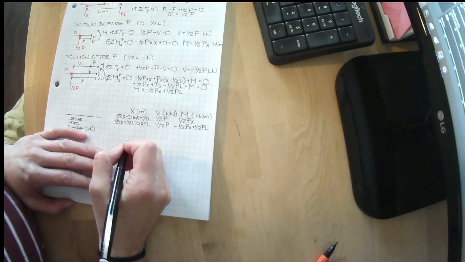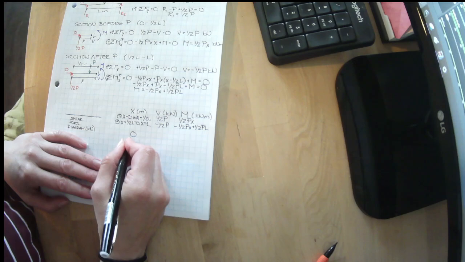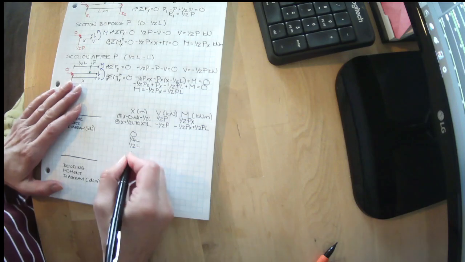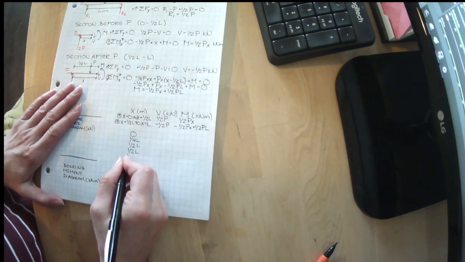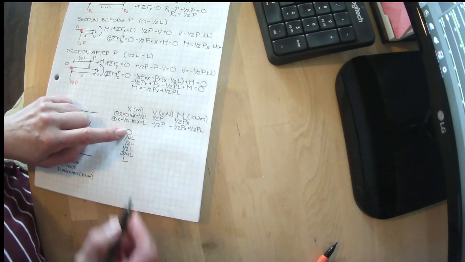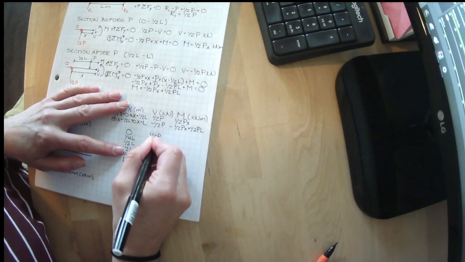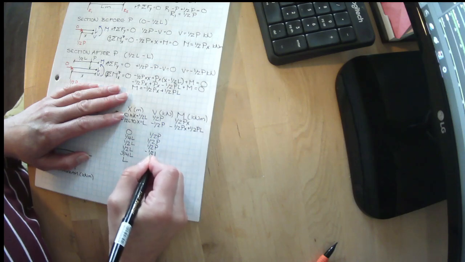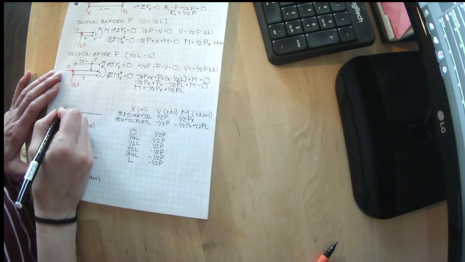Well, let's plug in a few spots. Let's plug in x equals 0, x equals 1/4 L, 1/2 L just before P, 1/2 L just after P, 3/4 L, and L. It doesn't seem to matter. We end up with 1/2 P, 1/2 P, 1/2 P, and then we switch to minus 1/2 P, minus 1/2 P, and minus 1/2 P. We can even plot that out here for ourselves.